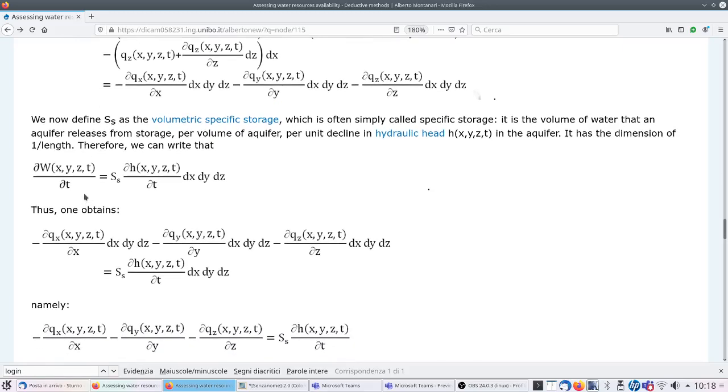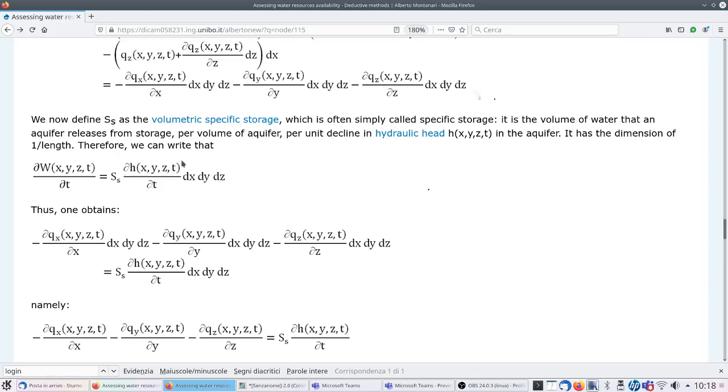There is a differential equation that reads: derivative with respect to time of W, which is storage, is equal to a term called Ss, capital S subscript s. This is specific storage, which multiplies the change in time of the hydraulic head. And I already said what hydraulic head is.